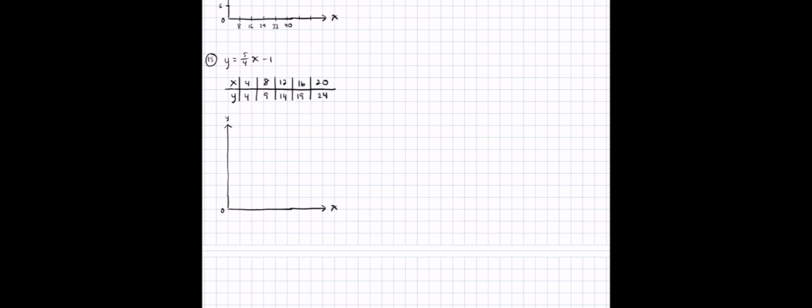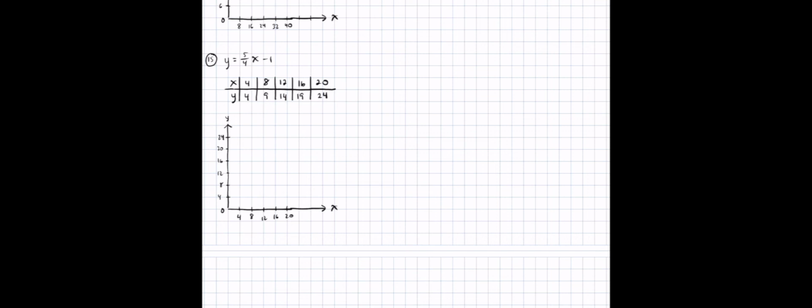All right, going along the x-axis here, let's just go by 4s. 4, 8, 12, 16, and 20. And then going along the y-axis, we got to go to 24, right? So that's 4, 8, 12, 16, 20. Okay, 4, 8, 12, 16, 20, and 24 seems to fit.